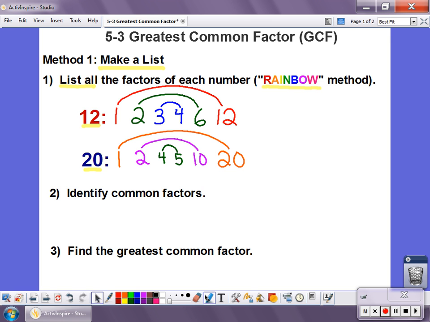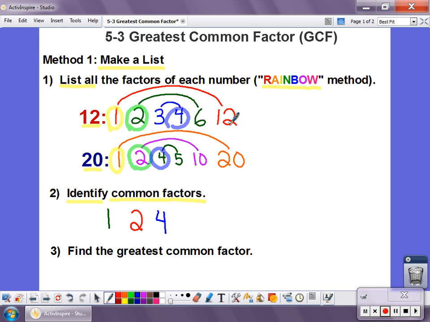Step 2 is we want to identify any common factors. Common factors are numbers that they both have. And if I look at my rainbow up here, I can see they both have a 1, so 1 would be a common factor. I can see that they both have a 2, so 2 would be another common factor. They don't both have a 3. This one has a 3, but this one doesn't. But they do both have 4s, so I can see that 4 would be a common factor. And then this has a 5, this is a 6, this is a 10, 12, 20. There's nothing else that they have in common.